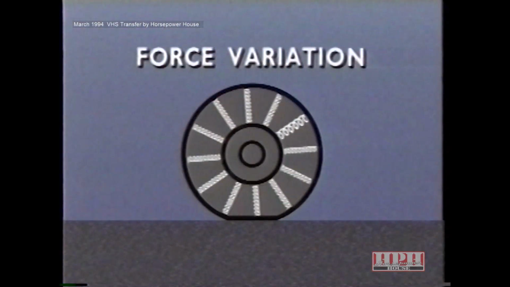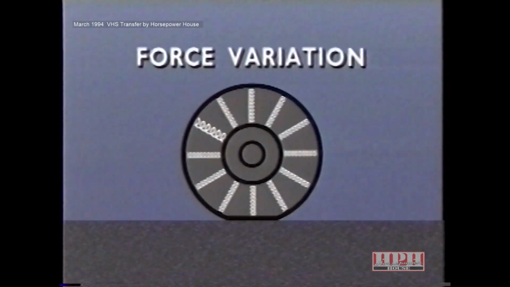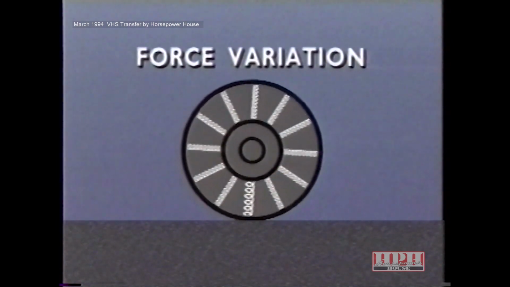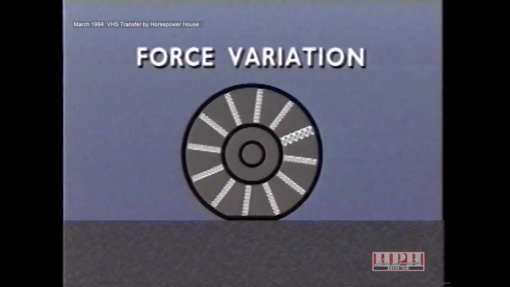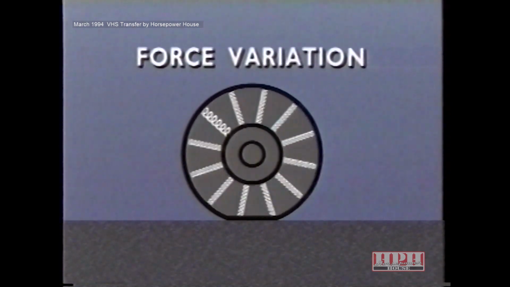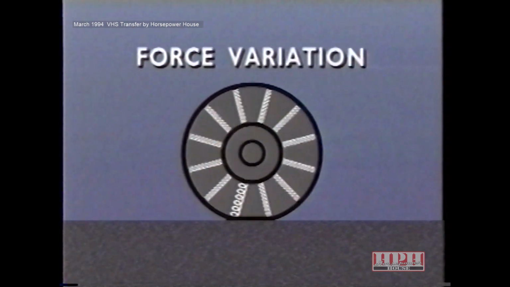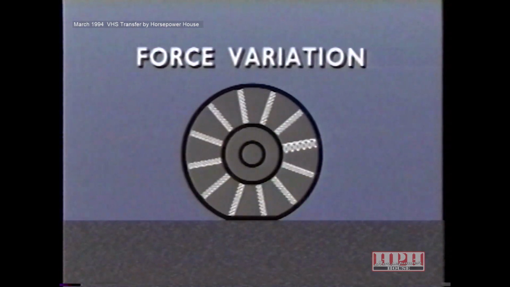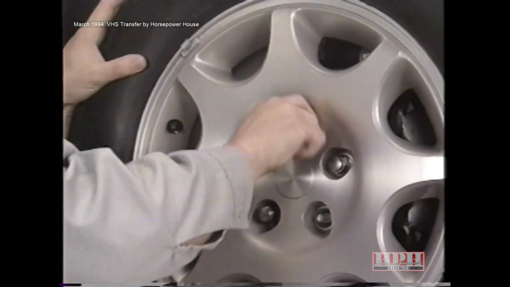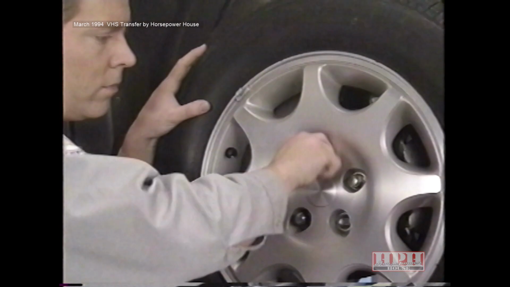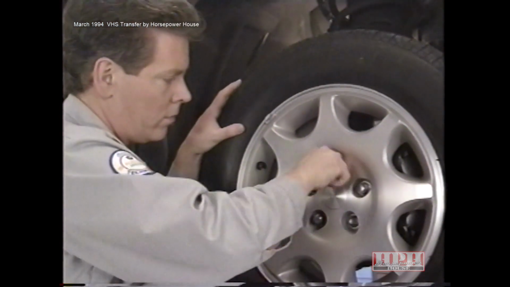If all of the previous checks, installation, runout, and balance, are within specs, you could have excessive force variation in the tires. Force variation refers to differences in the stiffness of a tire's sidewall and tread as it rotates and contacts the road. Because force variation is only measurable when the tire is under load, it's very hard to detect. When force variation is suspected, substitute a known good assembly and see if the problem persists.